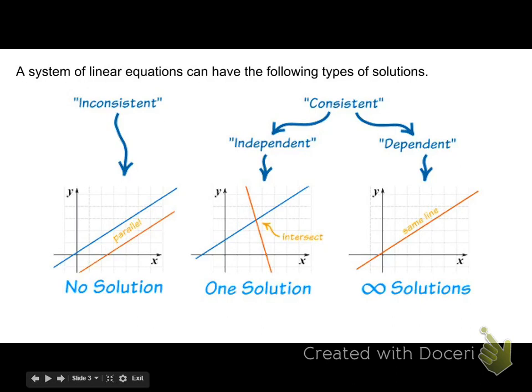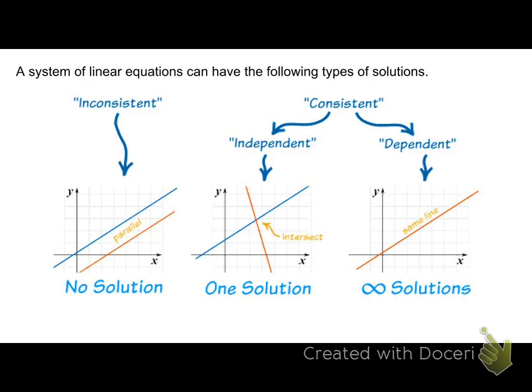A system can have the following types of solutions. Like we just saw in problem 1, it can be independent, where it has one solution, where they cross. It can be what we call an inconsistent system. It has no solutions because the two lines are what?